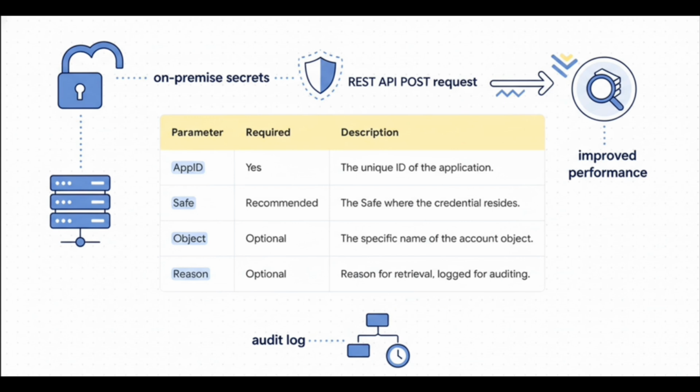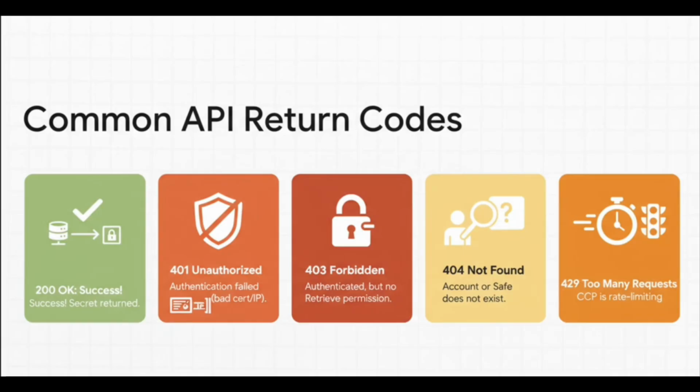Specifying the safe makes the response way faster. You can also add the specific account name and a reason for the request, which is awesome for your audit trails. Now, this is what your developers are going to see in response, so it's really important to know what these codes mean. A 200 OK, great, you got the secret.